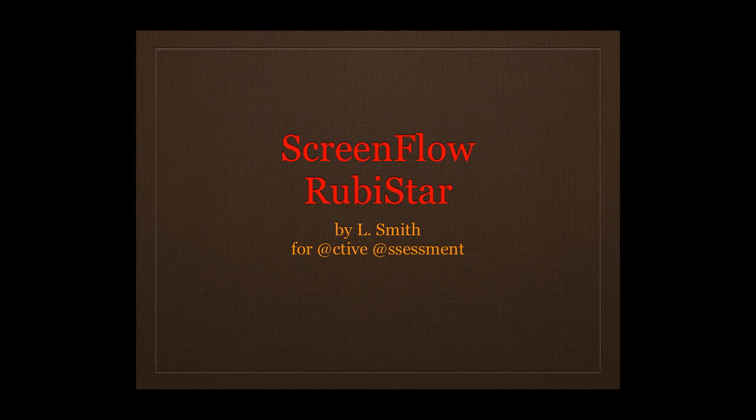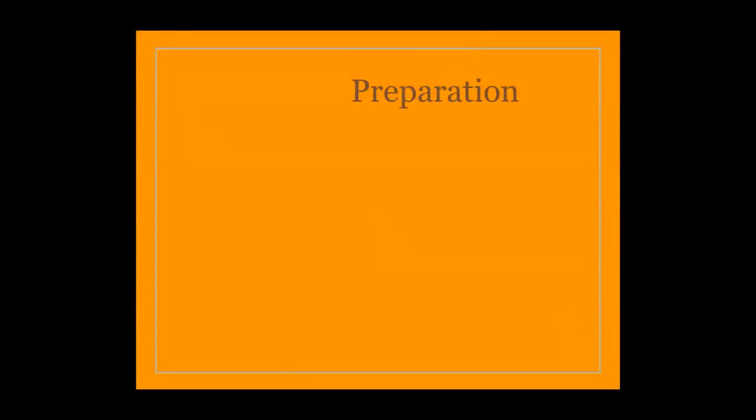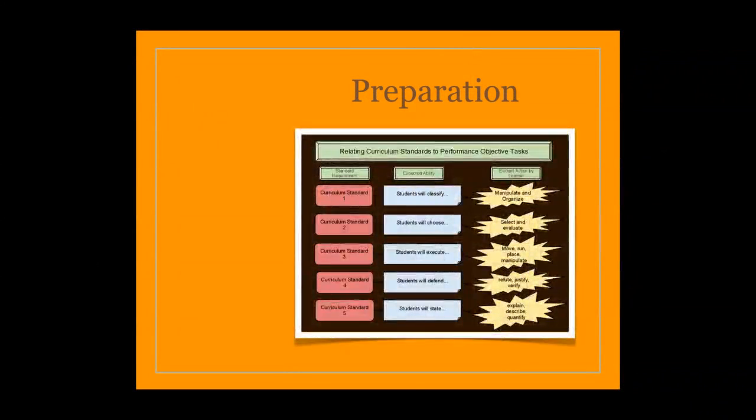I'll be using Rubistar simply because it is the fastest and provides preset layouts based on the criteria you want to use. To get started, you'll need to have three things in mind: your categories, your scale, and your criteria. The categories will be clear once you've stripped the standards used to create your performance objective. These are the actions and skills you expect to see demonstrated during the performance activity.